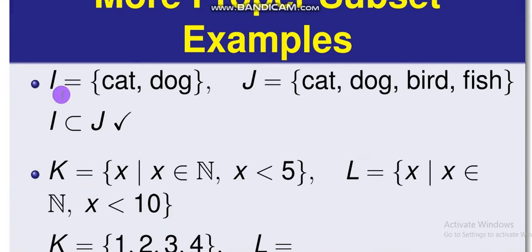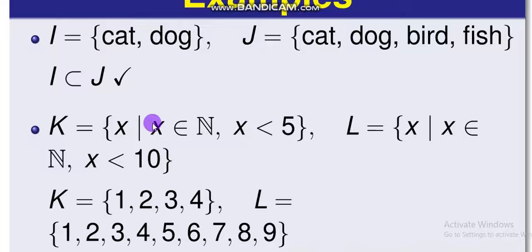More proper subset examples. Okay, look at this one. I is a set of cat and dog. J is a set of cat, dog, bird, and fish. So I is a proper subset of J because J has additional elements bird and fish that I does not have.